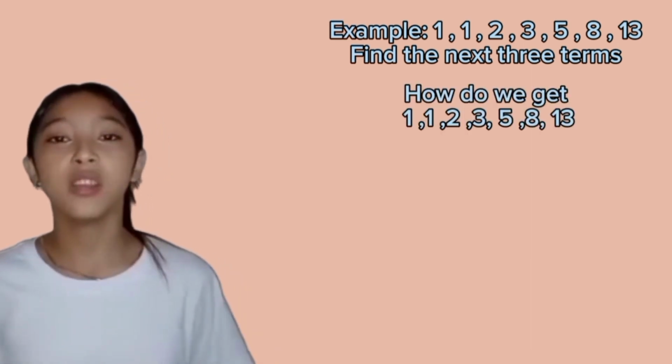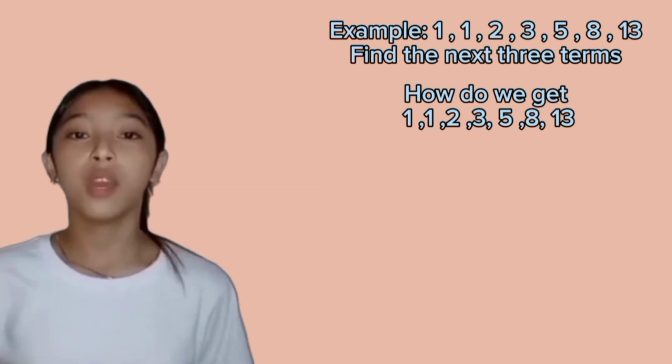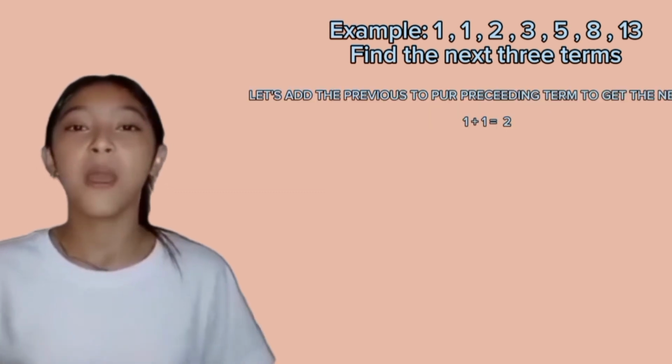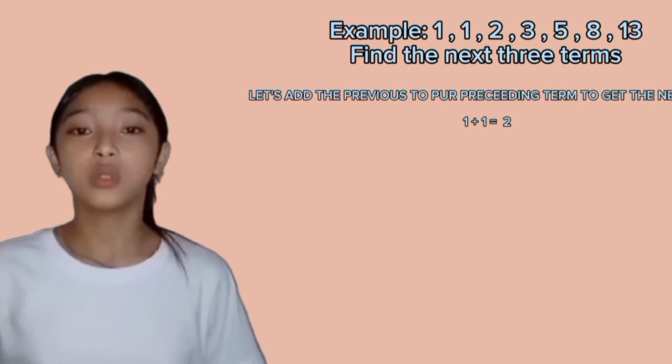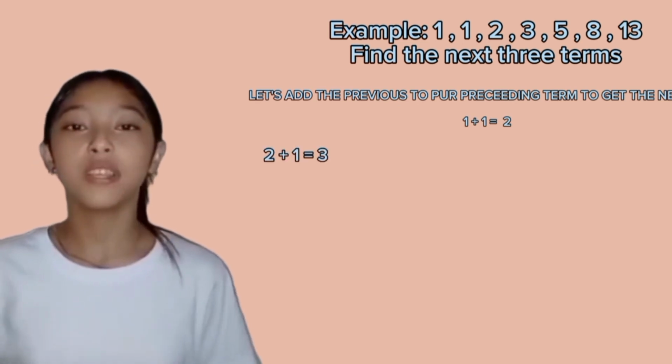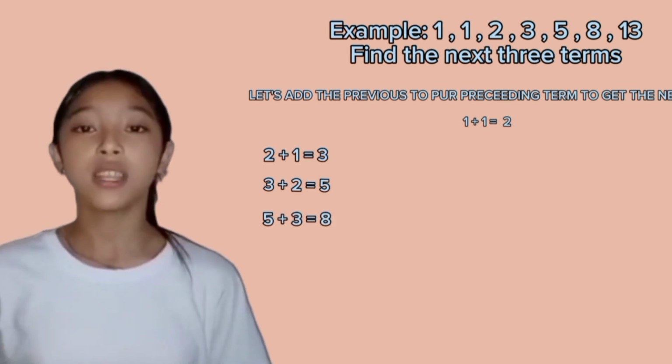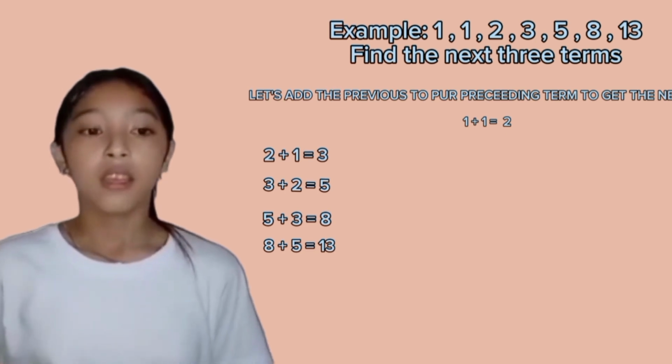So, paano natin nakuha ang 1, 1, 2, 3, 5, 8, 13? Pagpa-plus nila natin ito. 1 plus 1 equals 2. 2 plus 1 equals 3. 3 plus 2 equals 5. 5 plus 3 equals 8. 8 plus 5 equals 13.